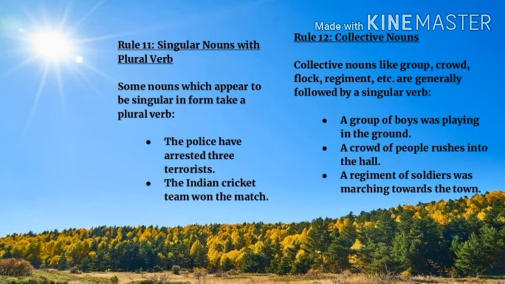A crowd of people rushes into the hall. Here, many people are considered as a single unit, as a crowd. That's why the singular verb rushes is used in the sentence. Third example, a regiment of soldiers was marching towards the town. Here, the regiment of soldiers represents many soldiers in the team or in the army, but we are considering them as a single unit, so was marching, a singular verb, is used in the sentence. So we need to be very careful while dealing with collective nouns in a sentence. Collective nouns go with a singular verb in a sentence.